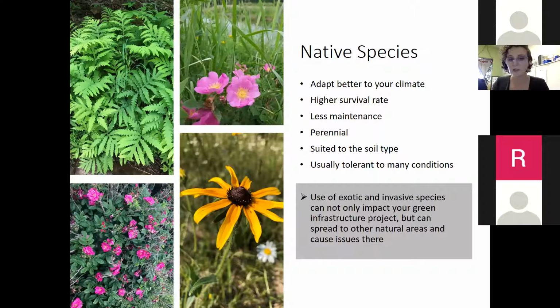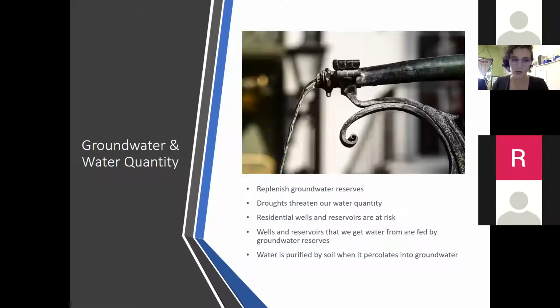The use of exotic and invasive species can not only impact your green infrastructure project, but it can also spread to other natural areas and cause issues there, compromising the water quality and quantity by outcompeting different native species that are really essential in different habitats, like wetlands, that you wouldn't consider maybe. And next, I also have a point to mention groundwater and water quantity.